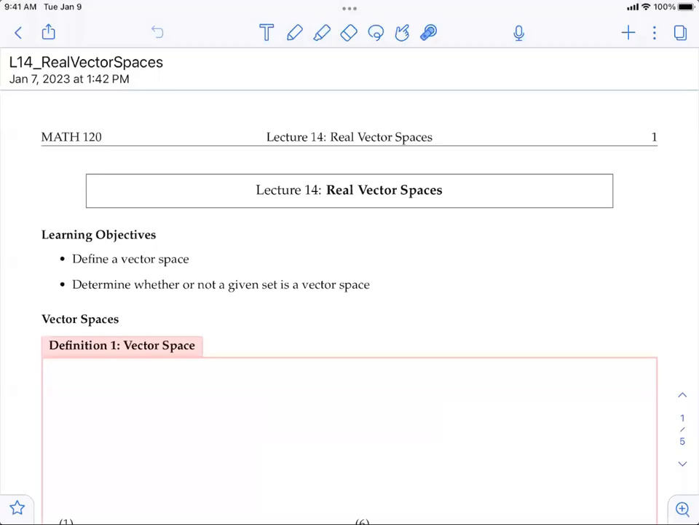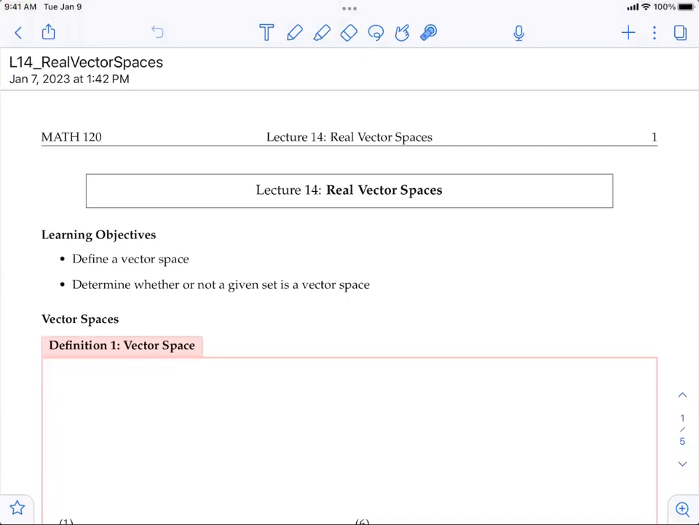Hello everyone, this is lecture 14, real vector spaces. So in this lecture, we're going to define a vector space and determine whether or not a given set is a vector space. A vector space, in layman's terms, is just a space of vectors, right?